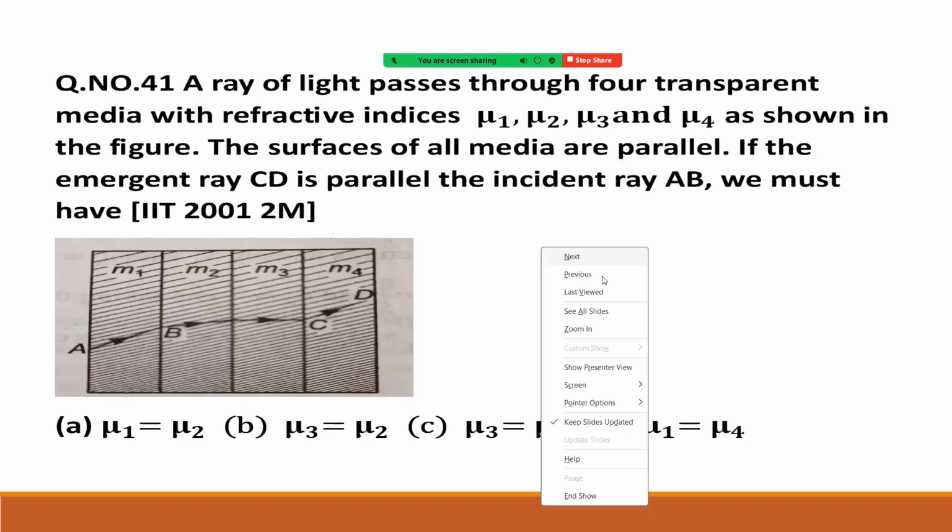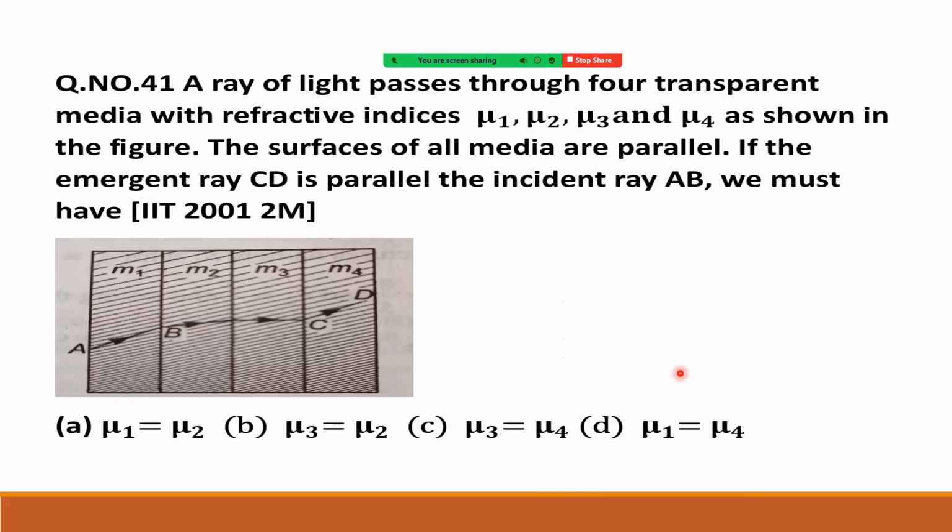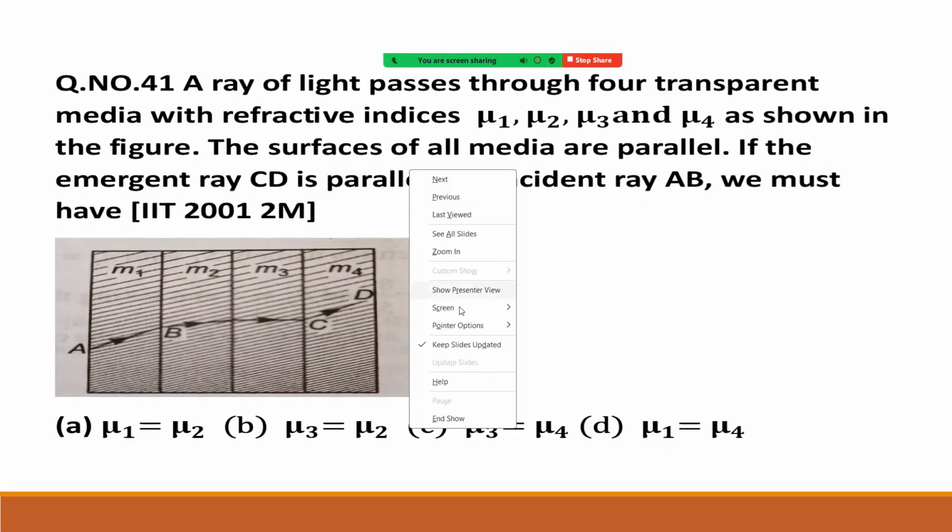See the next one. This is also based on the same point. See carefully. A ray of light passes through four transparent media with refractive indices mu1, mu2, mu3 and mu4 as shown in the figure. The surfaces of all media are parallel. If the emergent ray CD is parallel to the incident ray AB, we must have the relation. So again the same point. See carefully once.